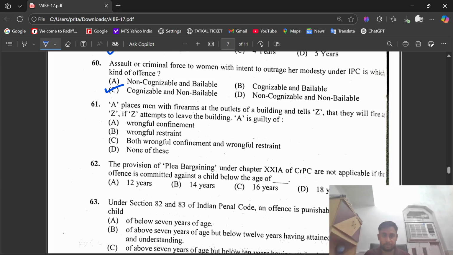A places men with firearms at the outlet of a building and tells Z that they will fire at Z if Z attempts to leave the building. A is guilty of, the right option is option A, wrongful confinement.